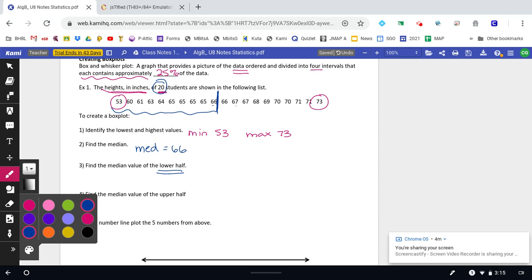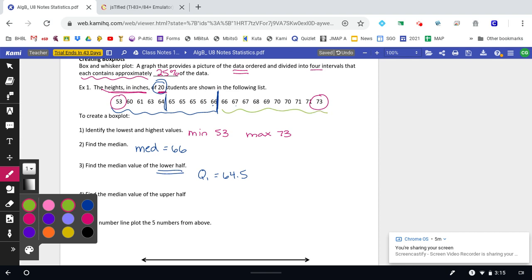So now there's 10 values. So 1, 2, 3, 4, 5. 1, 2, 3, 4, 5. So right here in the half. So my median of my lower half, my first quartile, 64 and a half. Okay, now I want the median of the upper half.